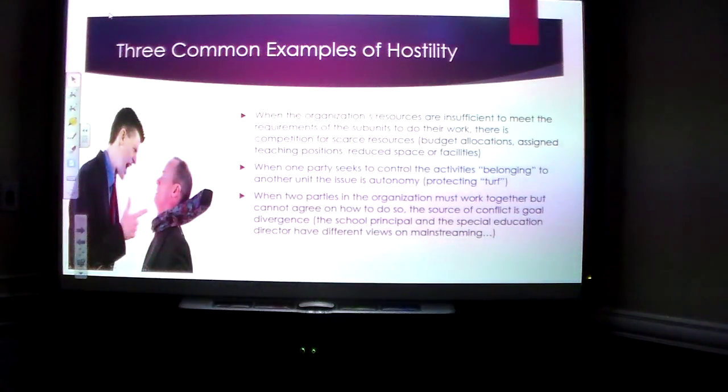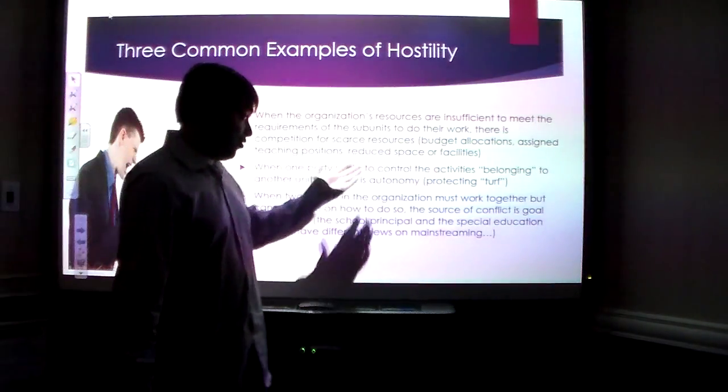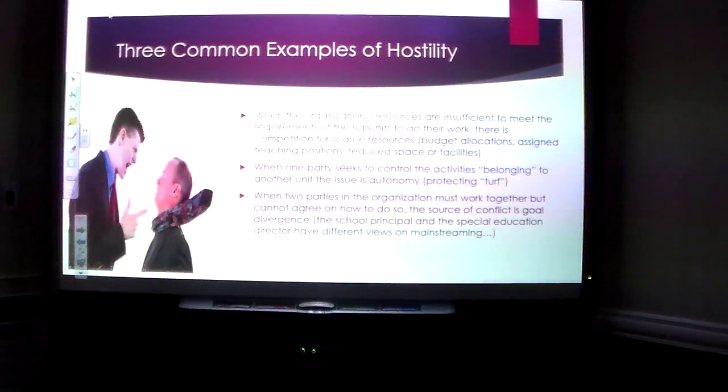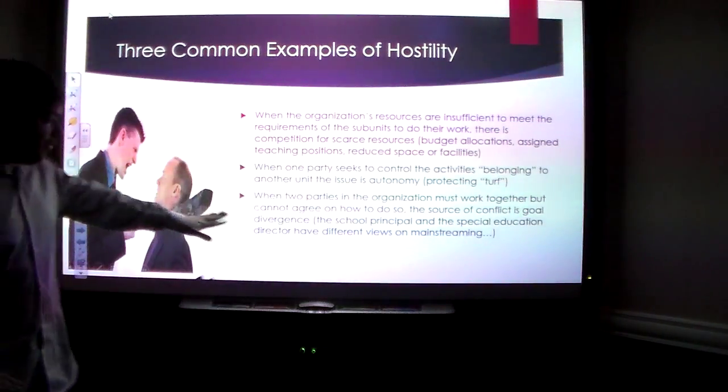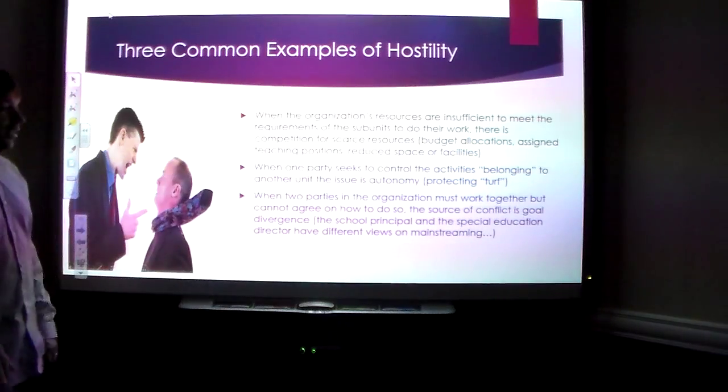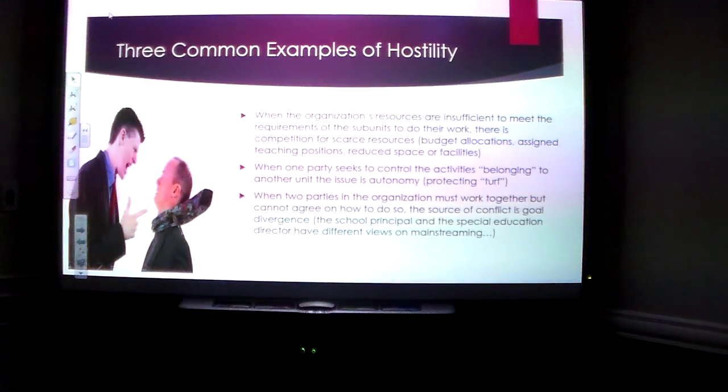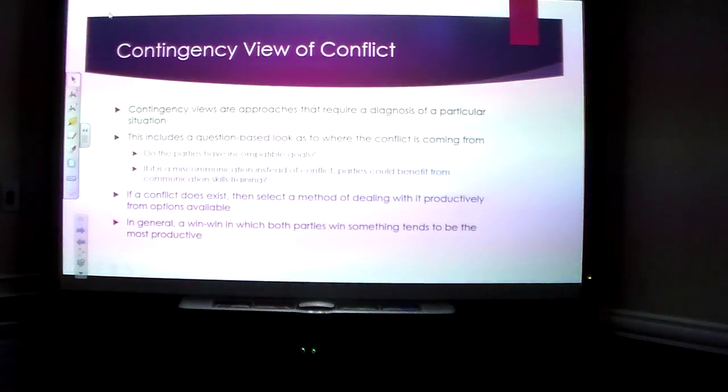When one party seeks to control the activities belonging to another unit, those are my classes, that's my department. I told all of you that I wrote the state standards for teaching law as a business course, not as a social studies course, but there were a lot of social studies teachers that tried to protect turf on that. 2 parties in the organization must work together, and when they can't agree to do so, then it's 2 people that have different goals. As long as it's on topic, this isn't a bad thing. So try to think about that as actually one of the better things. If that happens, that means that people are thinking and their motivation is to do right by kids.